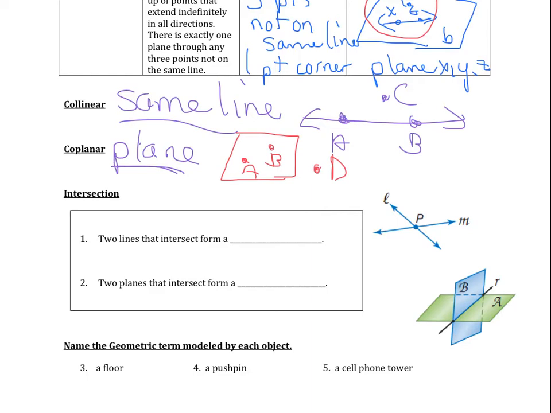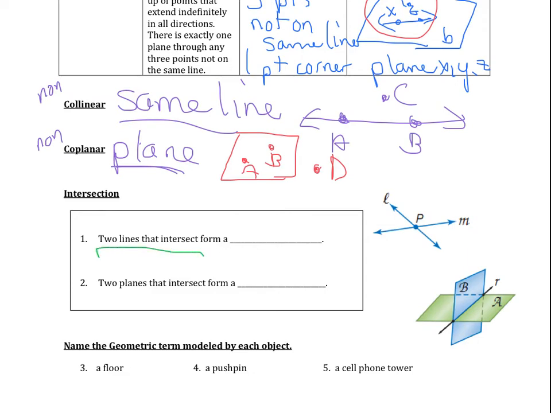So we've got collinear, coplanar. We've also got non-collinear and non-coplanar. And that's exactly what you might think it is. All that means is that they are not on the same plane or not on the same line. That's all that means. So let's talk about what happens when you do cross each other.